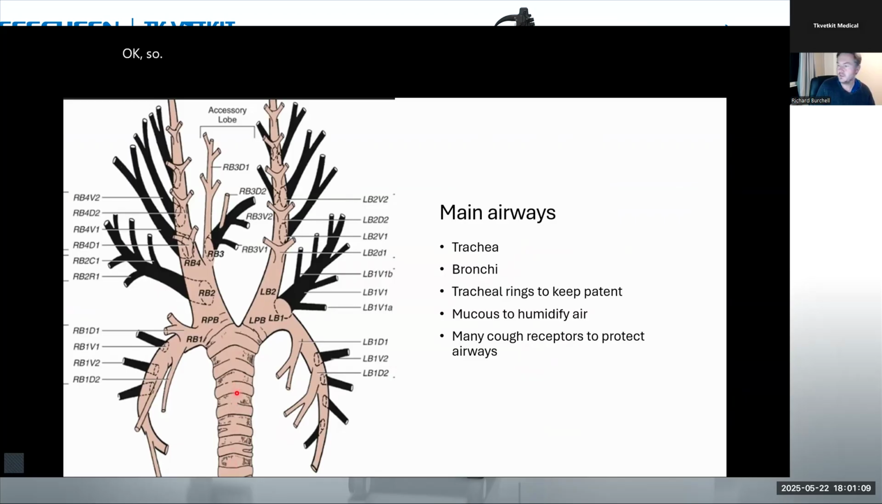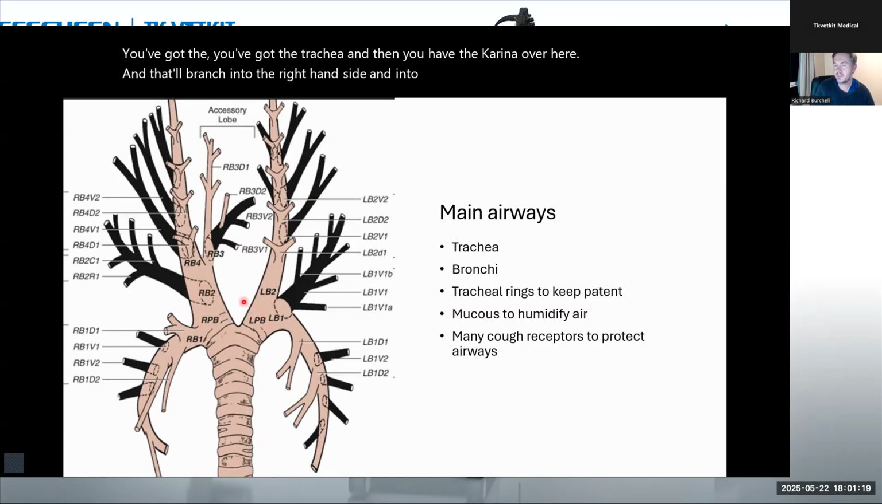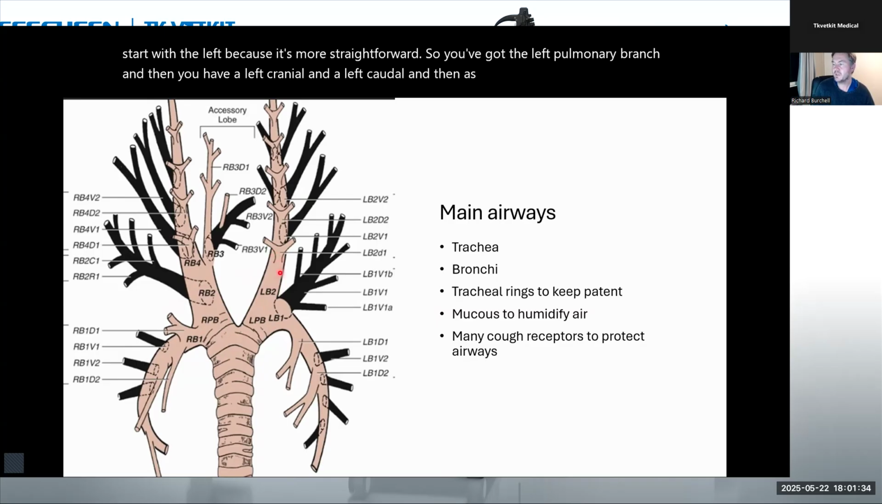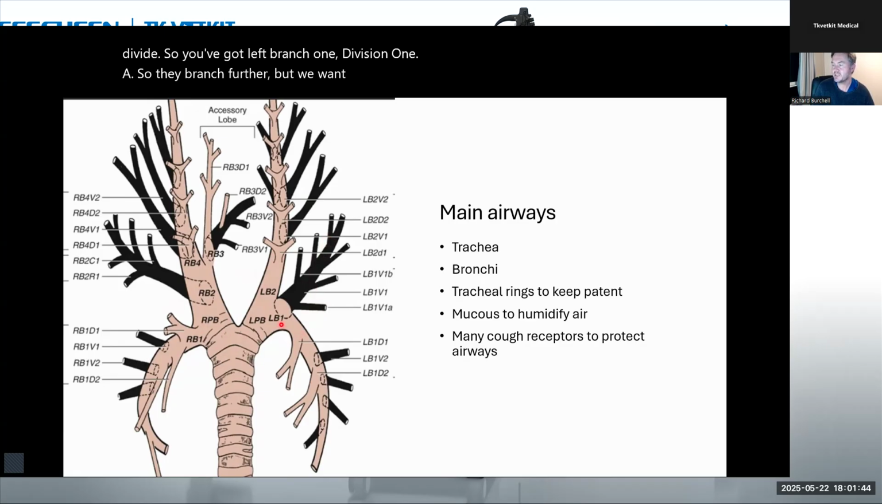you've got the trachea, and then you have the carina over here, and that'll branch into the right-hand side and into the left-hand side. So this time around, I'll start with the left because it's more straightforward. So you've got the left pulmonary branch, and then you have a left cranial and a left caudal. And then as you move, you'll see that they divide. So you've got left branch 1, division 1A. So they branch further, but we want to identify the major airways.